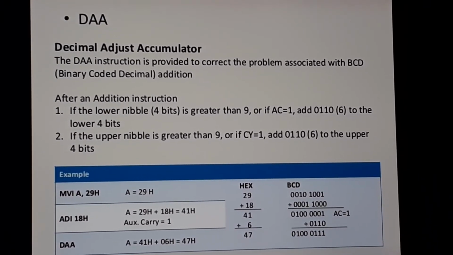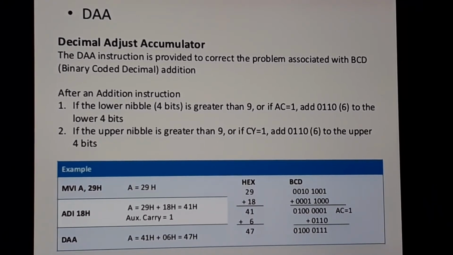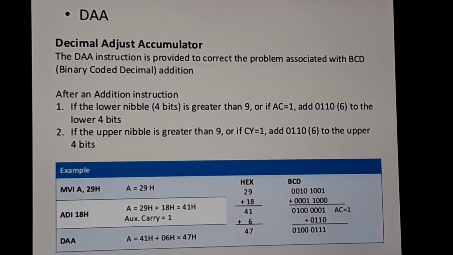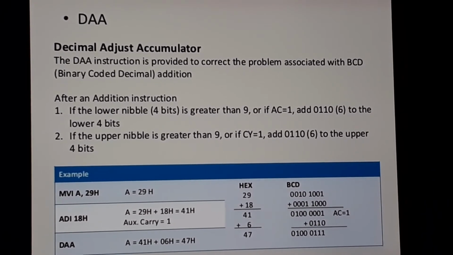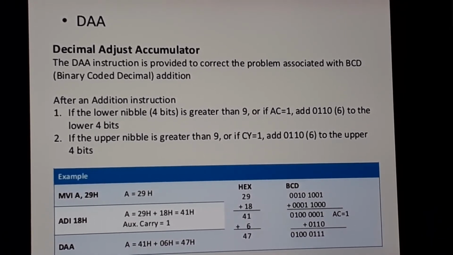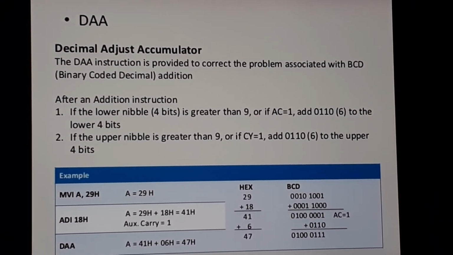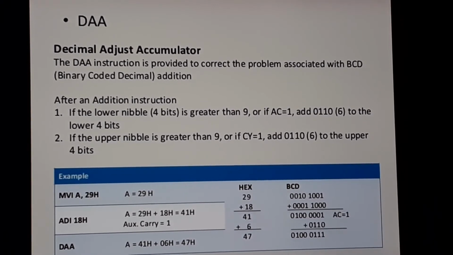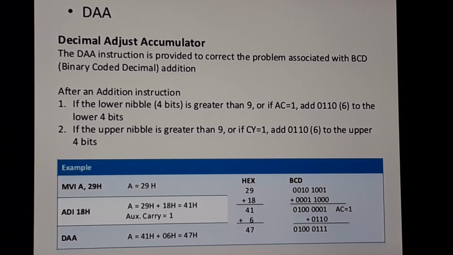So if the lower nibble, the lower order 4 bits, is greater than 9, forget about AC, only consider if the lower nibble is greater than 9, then add 6, which in binary comes 0110, to the lower 4 bits. Okay, this was the first rule in this particular instruction.